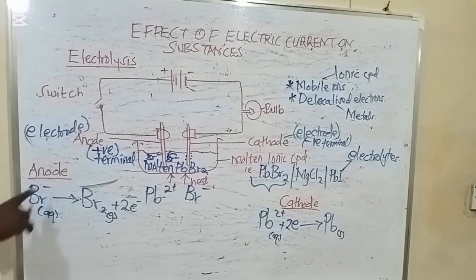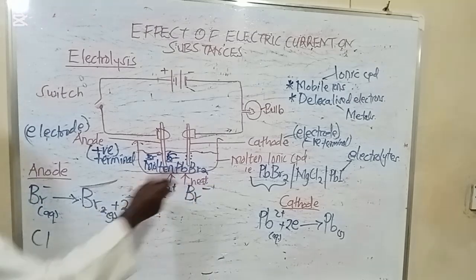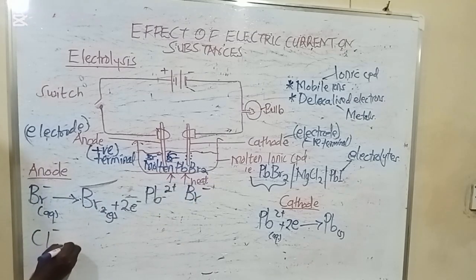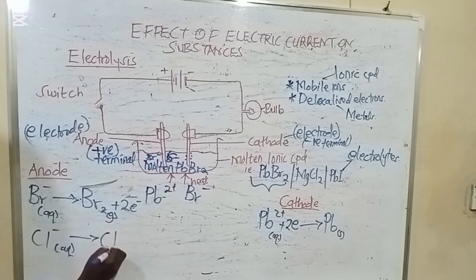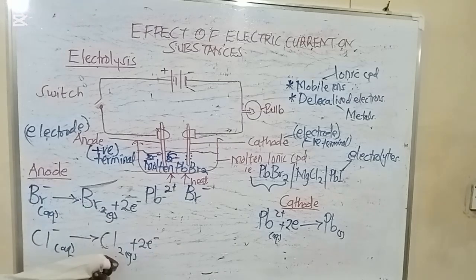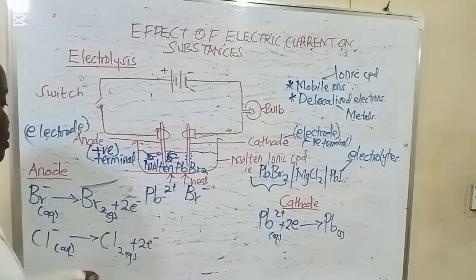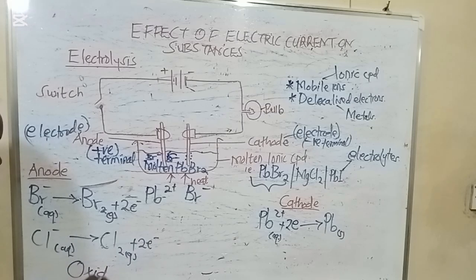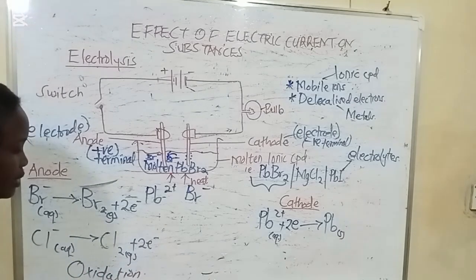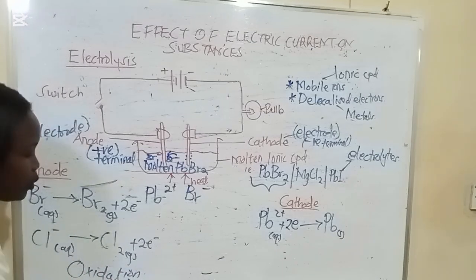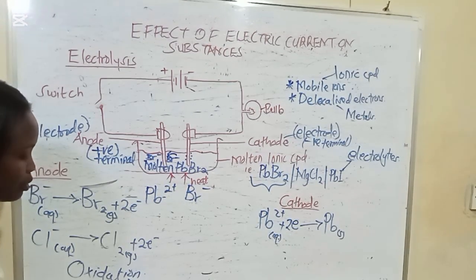If you're talking about magnesium chloride, the equation is going to be as follows. On the anode side, you're going to have the negatively charged chloride ions leading to the formation of chlorine gas, and these are the 2 electrons that we are going to lose. Because at the anode we have oxidation. When oxidation occurs, it simply means we lose electrons.